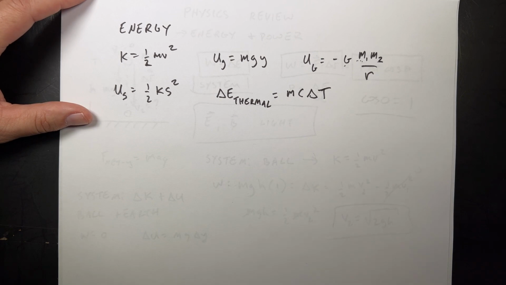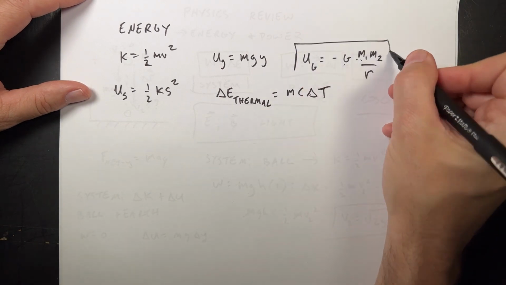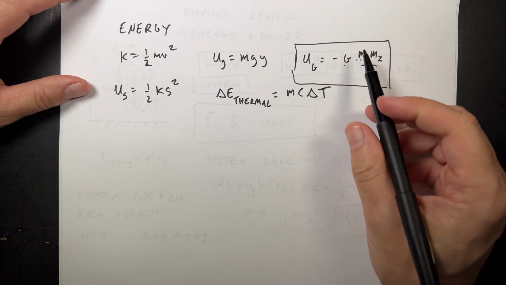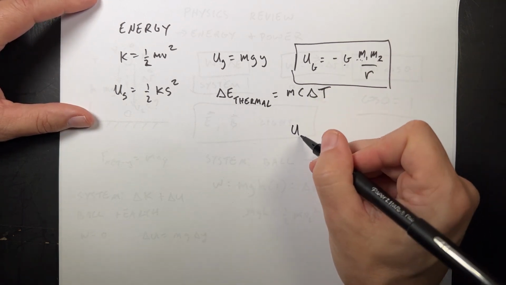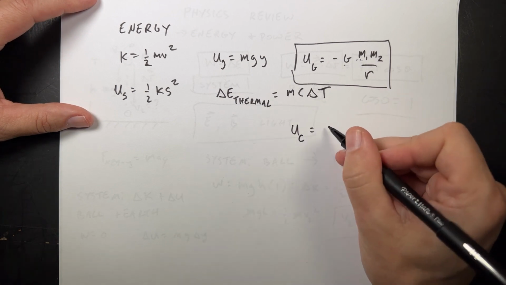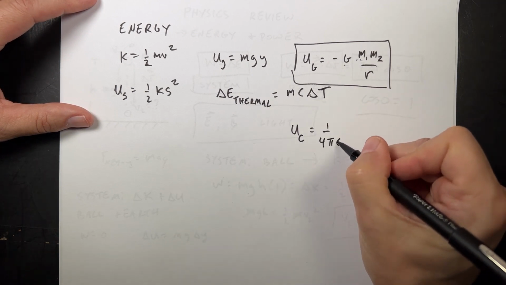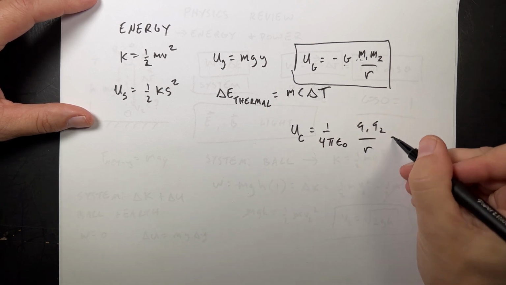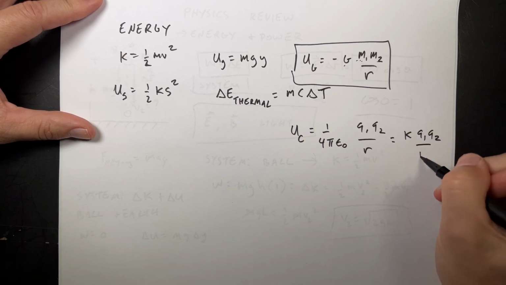Now I'll go ahead and tell you, if we have an electric field, which we do, this gravitational potential energy is due to the gravitational force. And so we have an electric force, so we also have an electric potential, and it looks like this. I'll call it UC as 1/4 pi epsilon naught Q1 Q2 over R, or K Q1 Q2 over R.